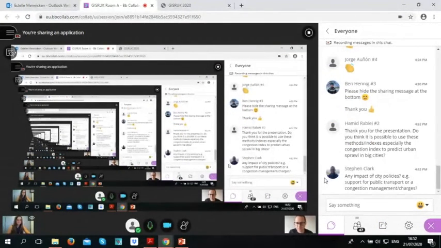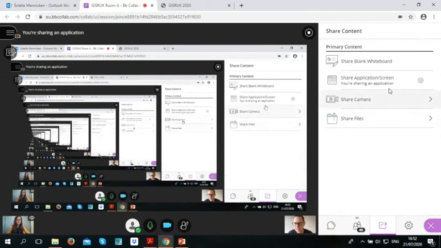So there's some questions coming in already. So again, thank you for the presentation. Do you think it is possible to use these methods, indexes, especially the congestion index, to predict urban sprawl in big cities? Yes, I think this is highly related to urban sprawl, indeed. That was actually one of the objectives, to have a new measure of urban sprawl with this kind of radial methods. So definitely, yes.